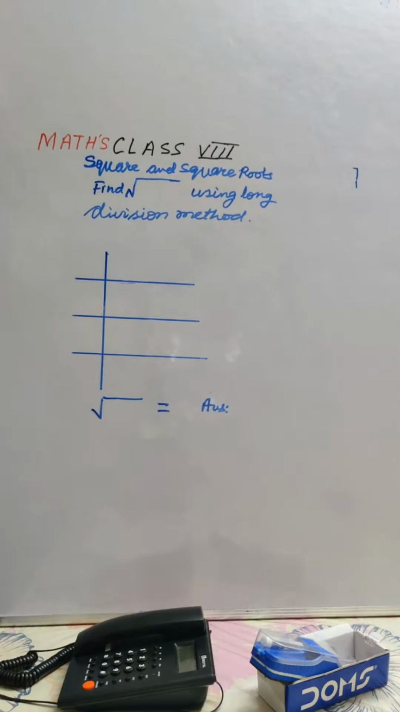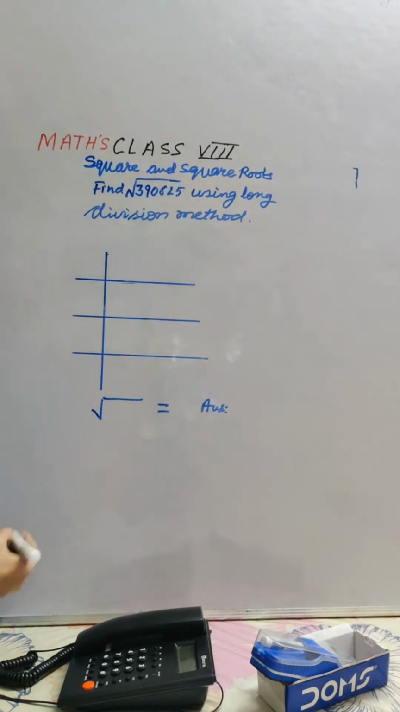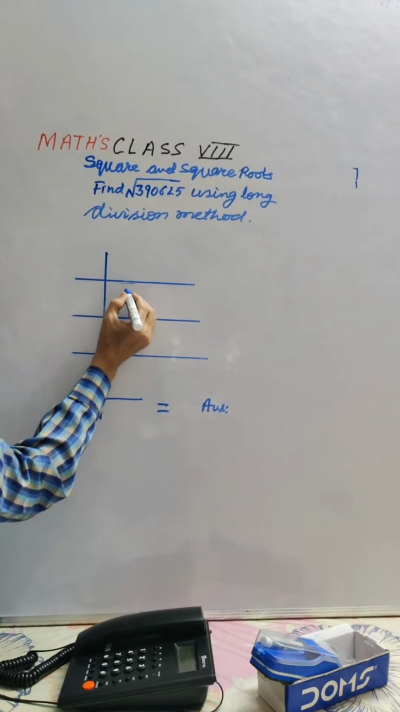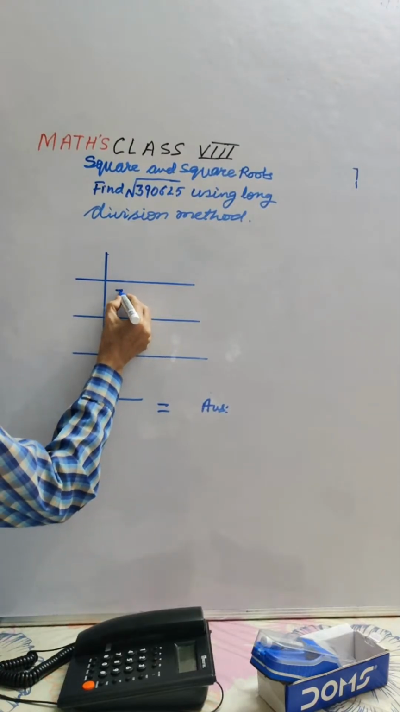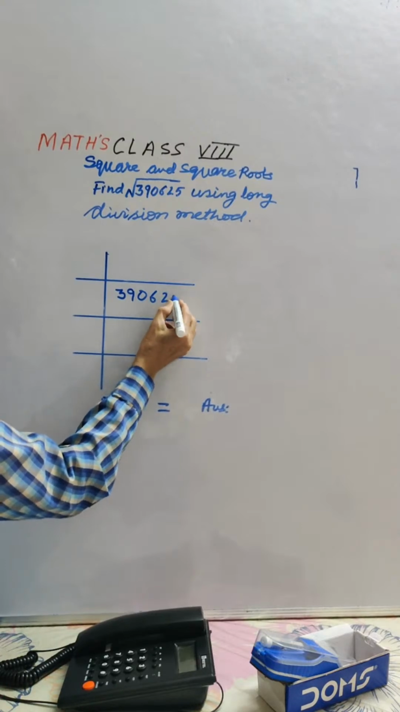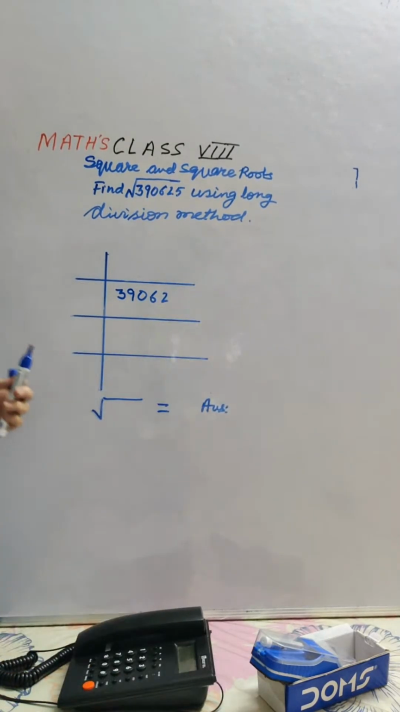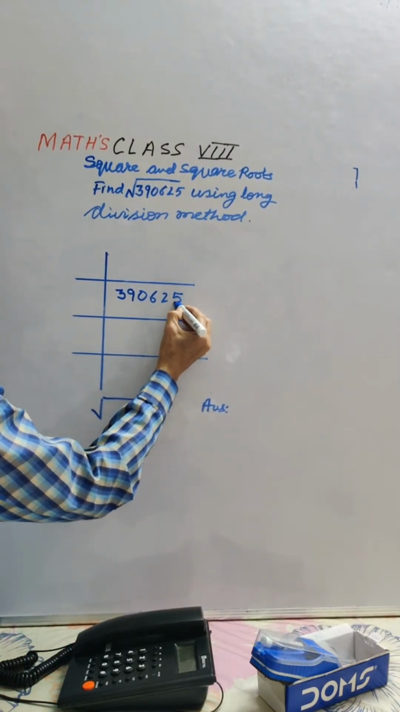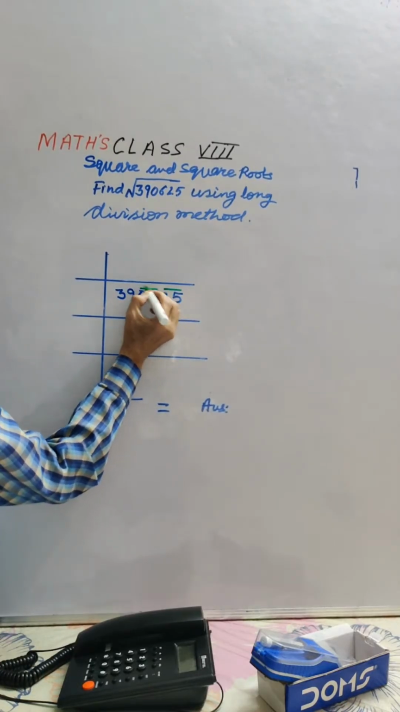So the large number is 390625. We shall find the square root of this number by using long division method. 390625 using long division method. The number is large. 390625 is the number. Three nine zero six two five is the number. As usual, we shall start making pairs from right hand side. So first pair, second pair and third pair.